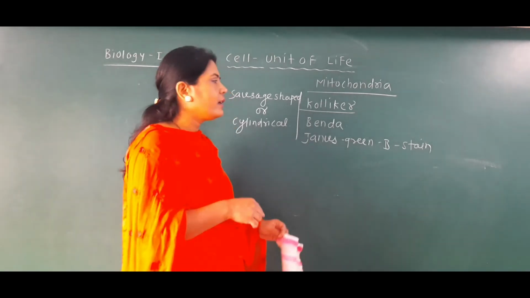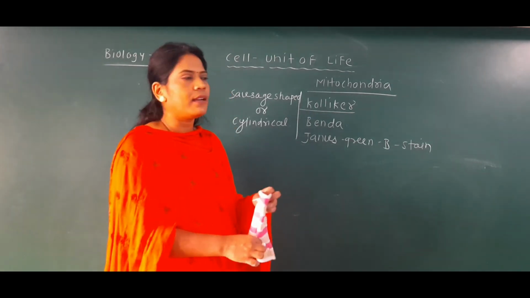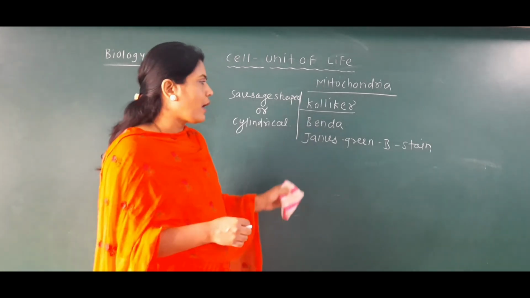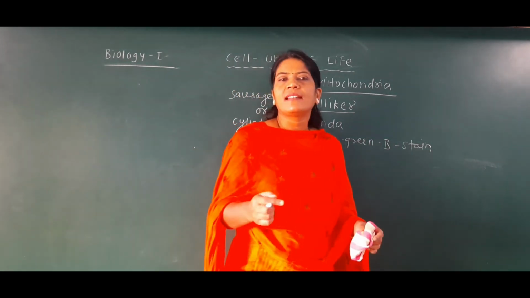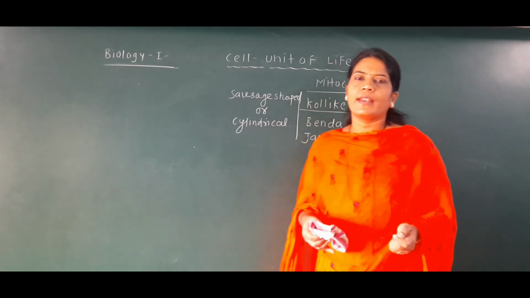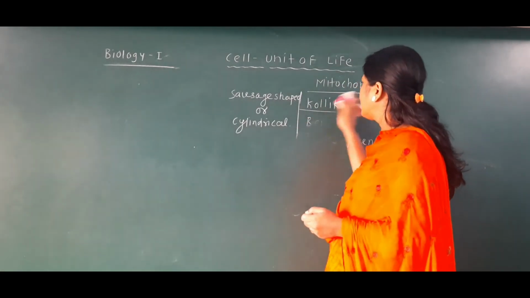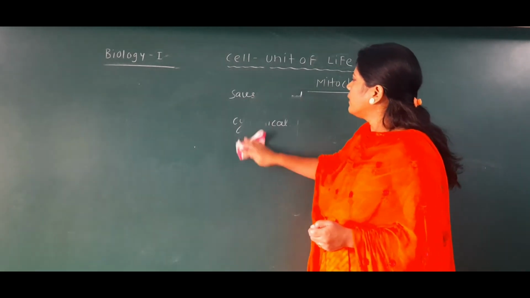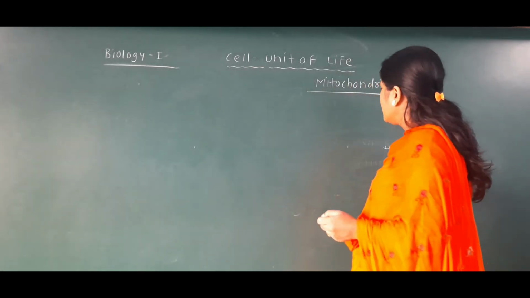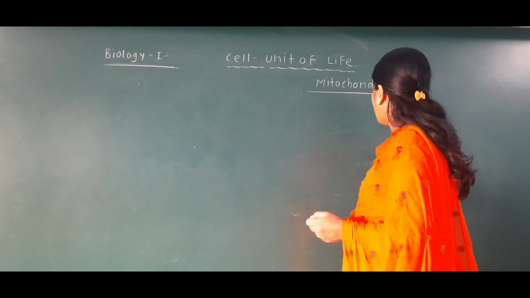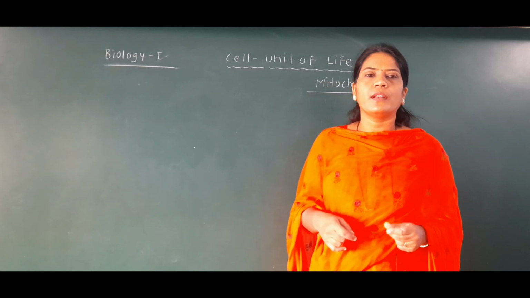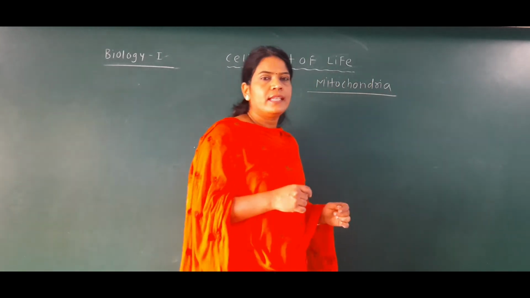Here also you understood: Colliker first described and discovered it, Benda gave the name mitochondria, and Janus green B stain was used for staining of that particular mitochondria. This mitochondria has generally a sausage or cylindrical shape, and this mitochondria's number, shape, and size is variable. It depends on the physiological activity of that particular cell. Okay, see here.